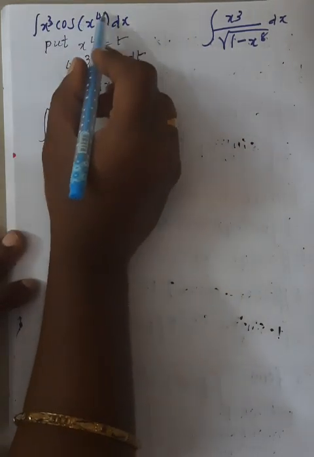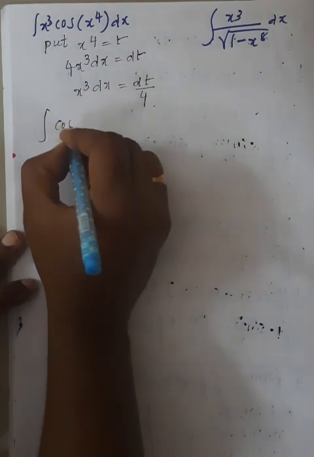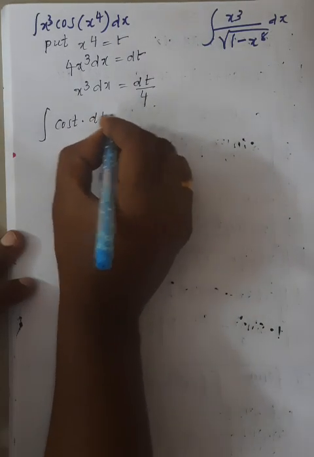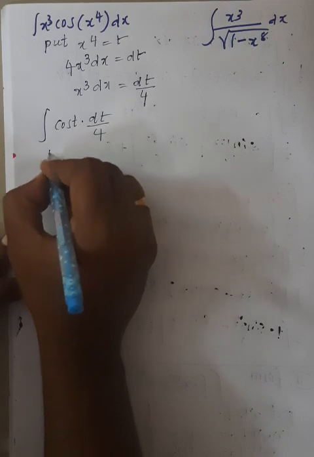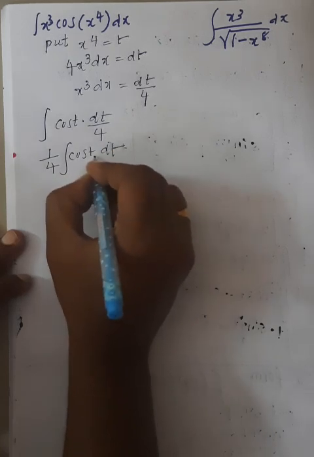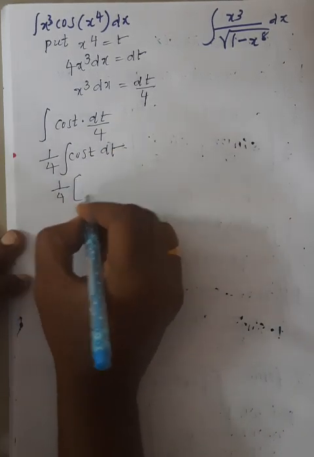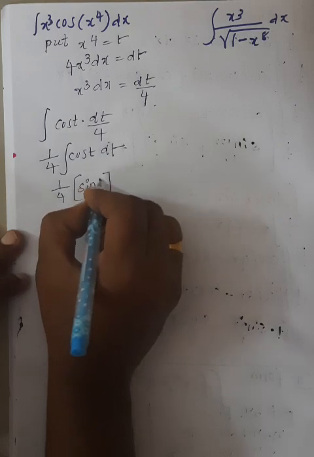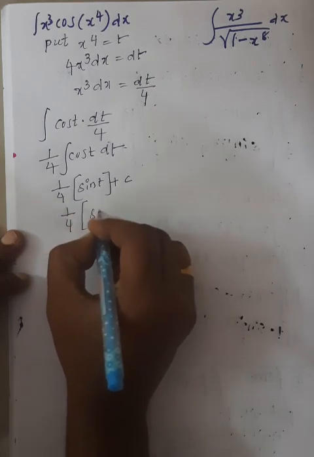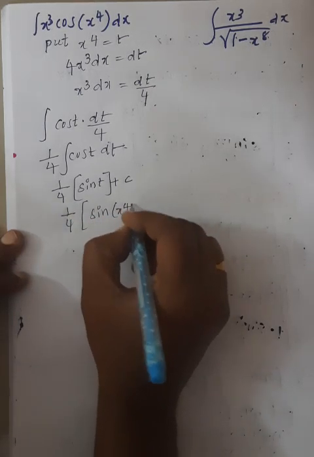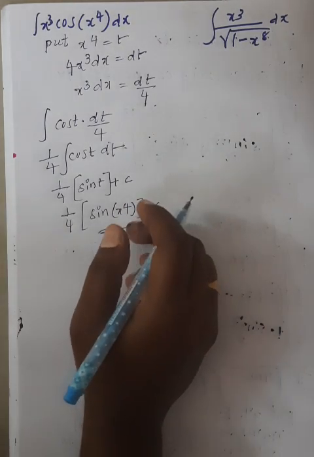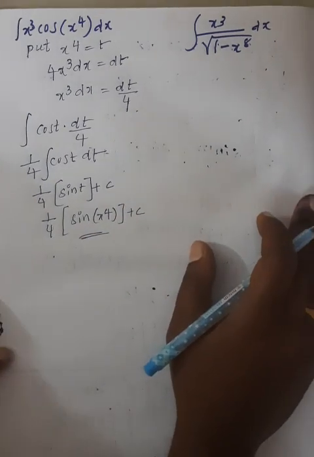Integration of cos of x power 4 will become cos t into x cube dx will become dt by 4. Then we can evaluate easily. 1 by 4 we should write outside, cos t dt. So 1 by 4, integration of cos x is sin x, so integration of cos t is sin t only, plus c. So again we have to replace t with x power 4 plus c, which is our final answer. So we can evaluate any problem by using this method. Similarly we can solve this question also.